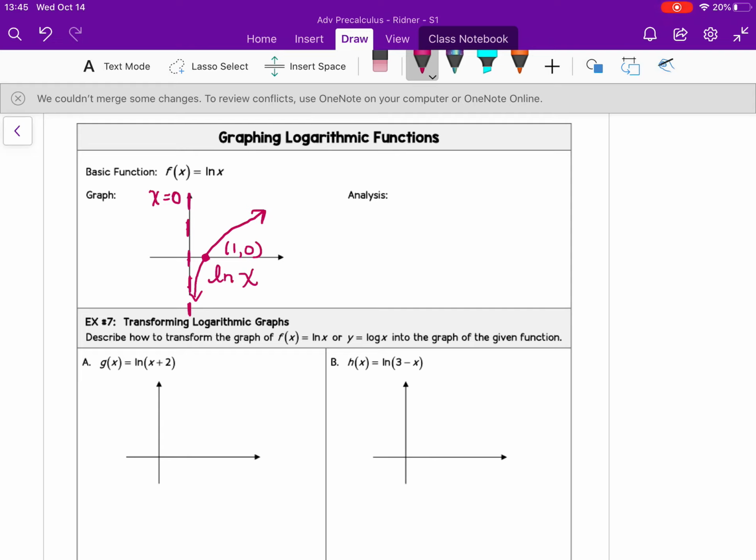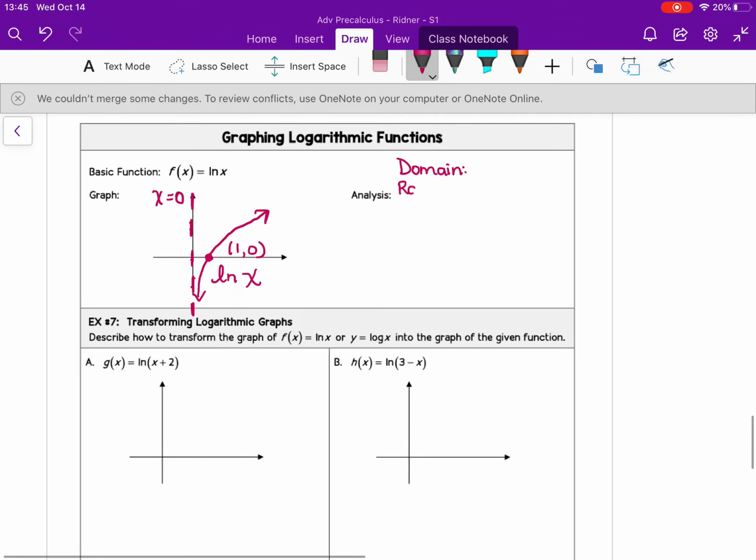No big deal. Okay. For the analysis, we're going to look at the domain. We're going to look at the range. We're going to talk about some other words. And we're going to also state that, since we've already talked about it, we're going to write it again over here. The asymptote is at x equals 0.